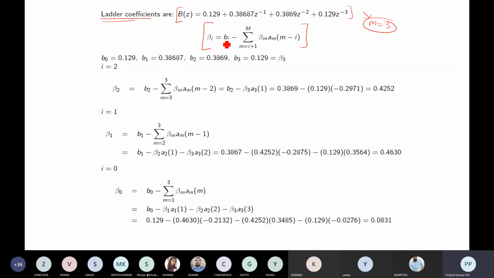Beta i is equal to bi minus summation m equal to i plus 1 to m, that is the highest order, m equal to 3, beta m a m of m minus i. Okay, so with respect to m equal to 3, we will have different b values. Similar to the a values, it will be b0, b1, b2 and b3. So b1 will be the coefficient here, so it is 0. This much is written, that means it is the coefficient of 1, multiplied by 1, that means 1 having this coefficient value, so this will be b0. b1 will be the coefficient of z to the power minus 1.